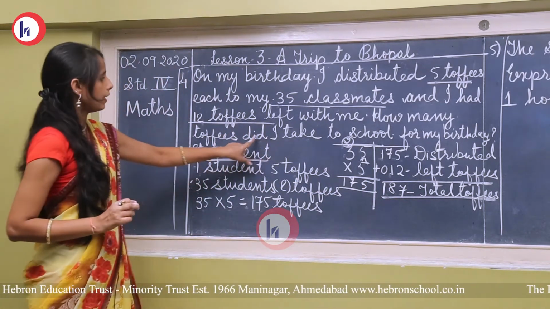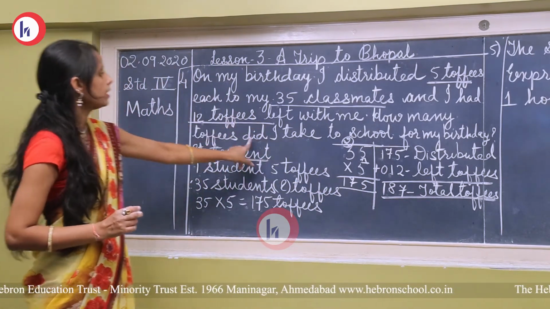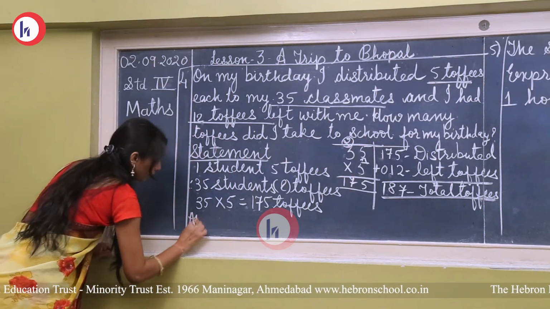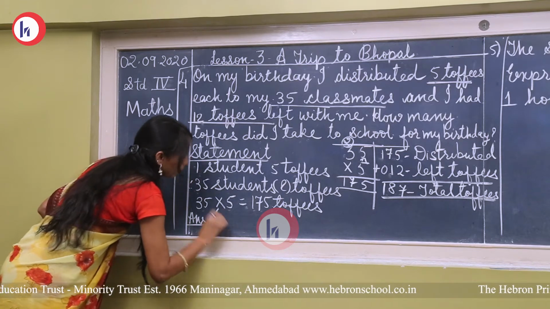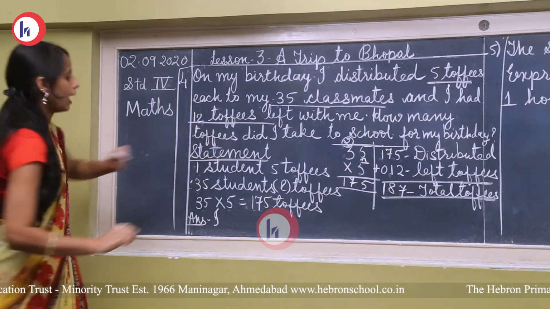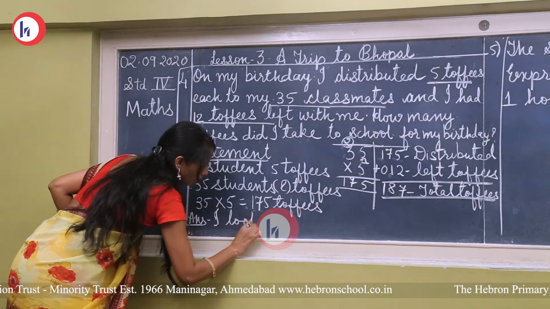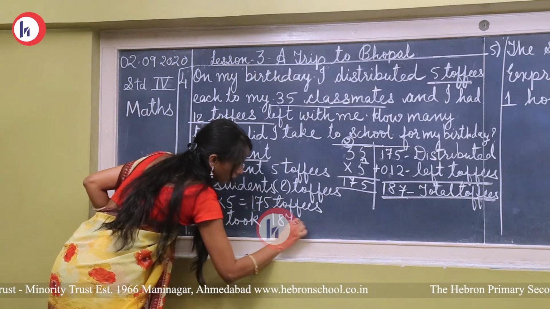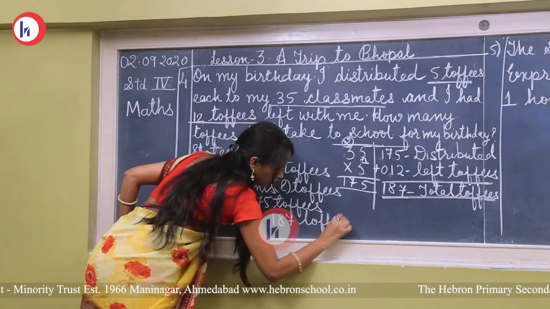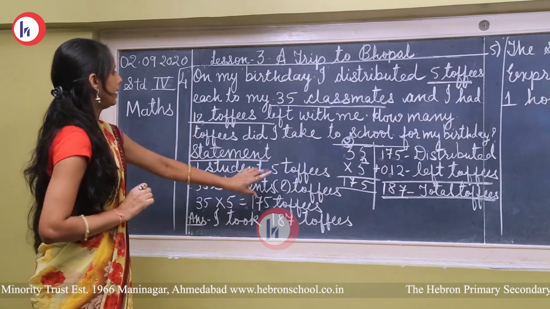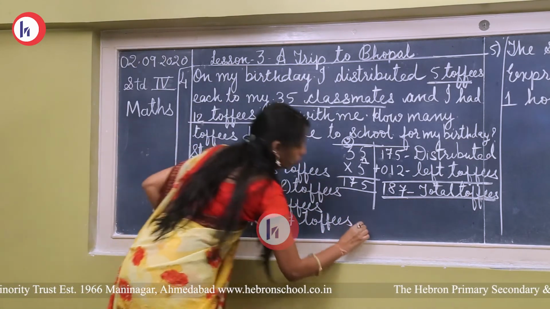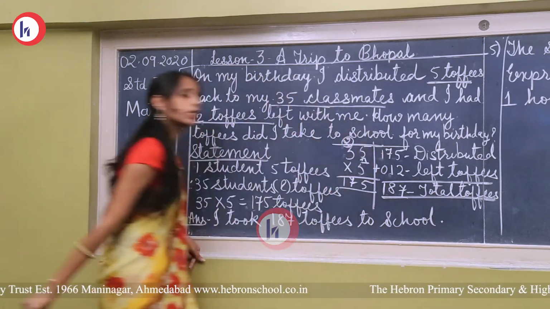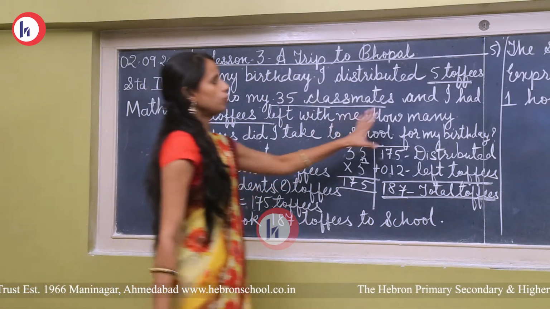So question is that how many toffees did I take to school for my birthday? So answer will be how many toffees did I take? I took how many toffees? 187. I took 187 toffees to school. Okay, is it clear? Okay, now come to the next question.